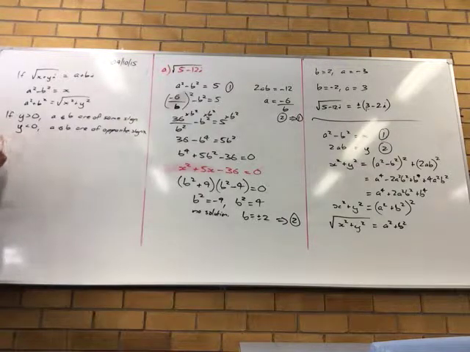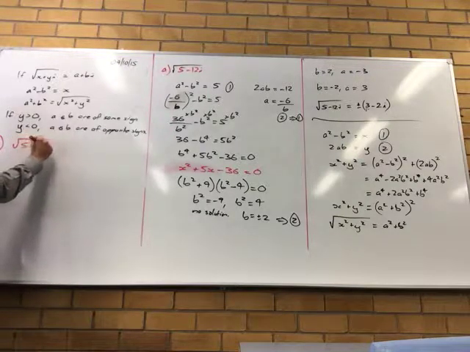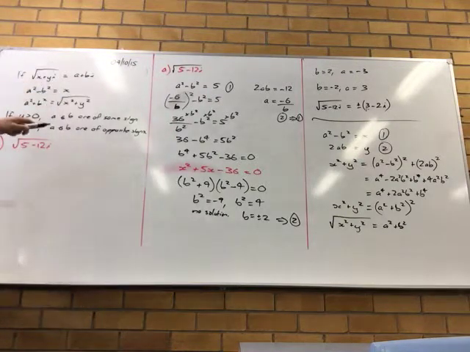Okay, so let's look at an example to incorporate that. Find the square root of 5 minus 12i. So exactly the same as what we've done before, using now this second method.